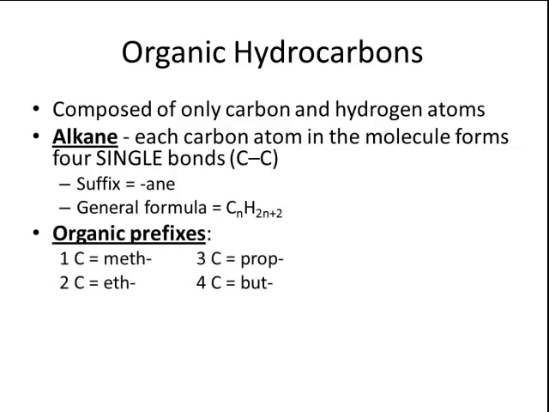Also, when we name organic compounds, they have 4 different prefixes than regular molecular compounds. Any organic compound containing 1 carbon uses the prefix meth. 2 carbons uses the prefix eth. 3 carbons uses the prefix prop. And 4 carbons uses the prefix but.